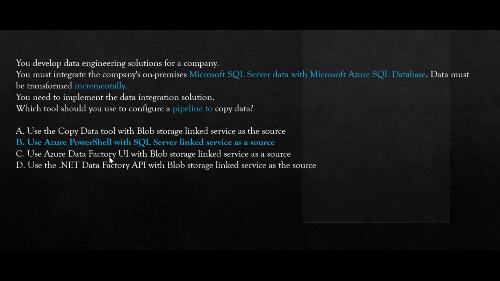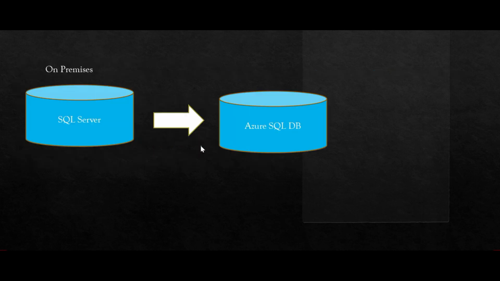In this case, option B is correct because of two reasons. First, option C looked correct, but option C has a problem. It is using blob storage linked service as a source, which is wrong. It has to be a SQL Server linked service as a source, because if you see here, this is your source, SQL Server.